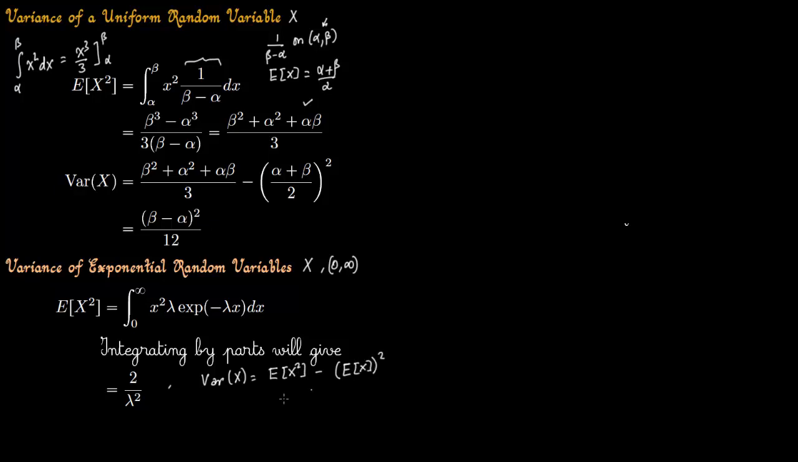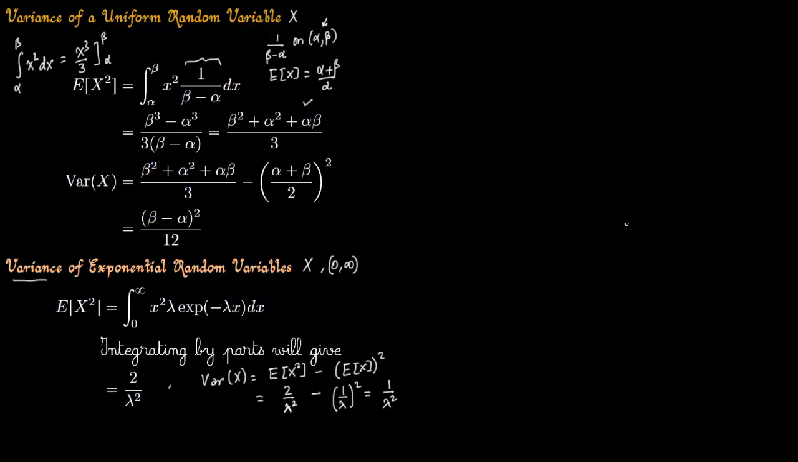expectation of x squared. So this we have just computed to be 2 by lambda square minus expectation of x is 1 by lambda, square this, so you get 1 by lambda square is the variance of the exponential random variable. So variance of the exponential random variable is 1 by lambda square.